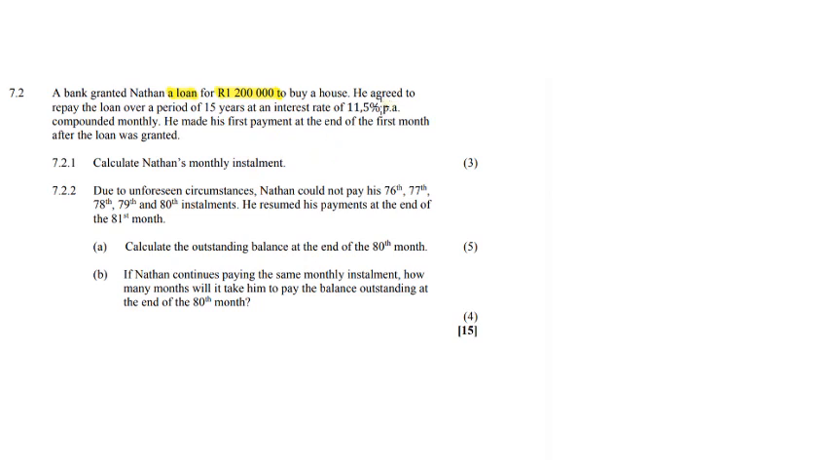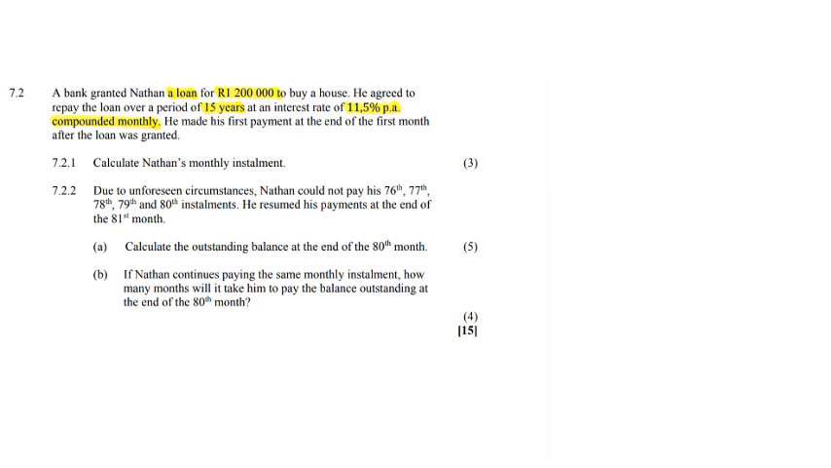He agreed to repay the loan over a period of 15 years at an interest rate of 11.5% compounded monthly. So he made his first payment at the end of the first month after the loan was granted. Very good. So 7.2.1, we need to calculate Nathan's monthly installment. That's obviously just going to be straight into the present value formula.